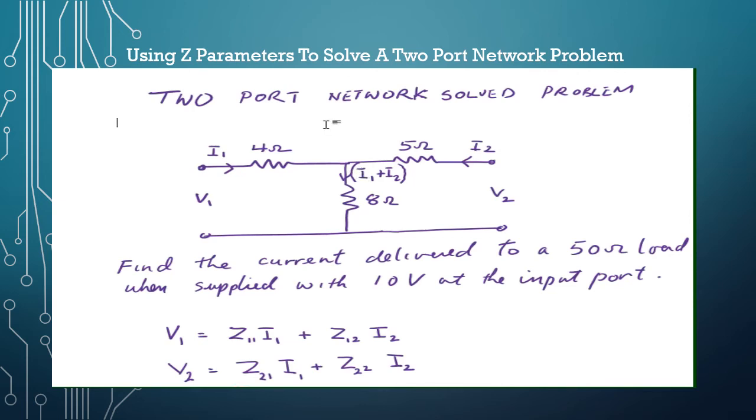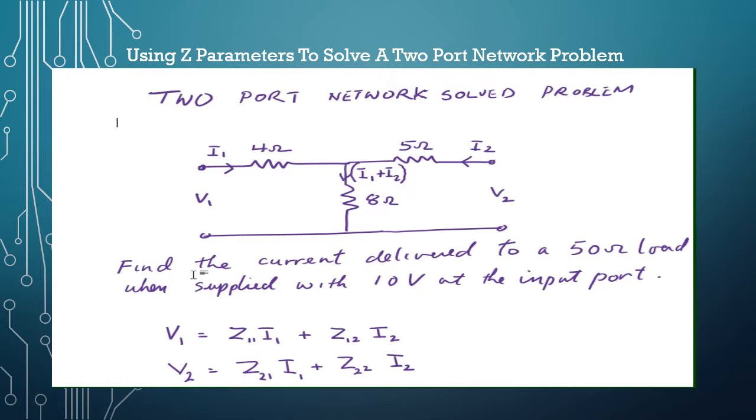Solving a two-port network problem using Z parameters. Here we have a two-port network consisting of resistive elements, 4 ohms, 5 ohms, and 8 ohms. We have the input port here on the left with V1, the output port here on the right with V2. The current I1 is entering port 1, current I2 is entering port 2.